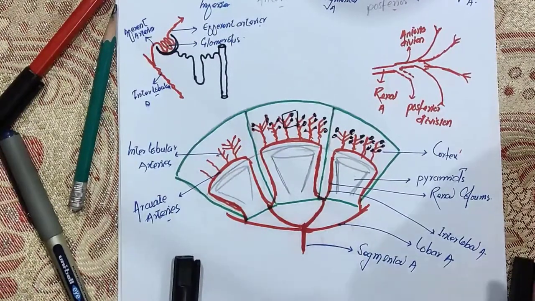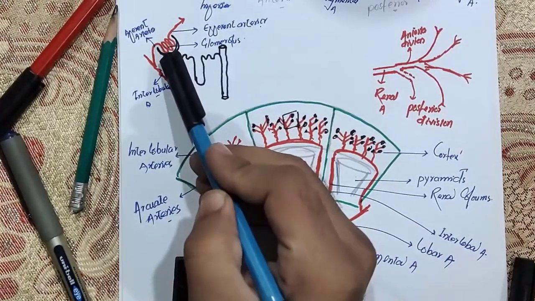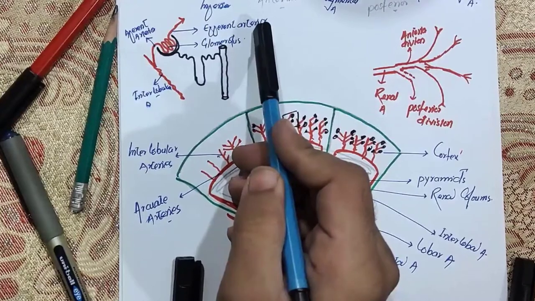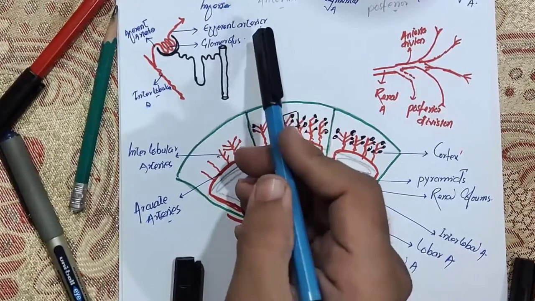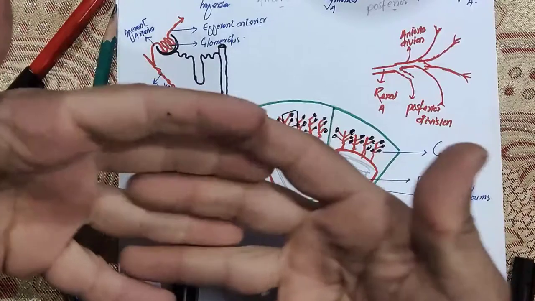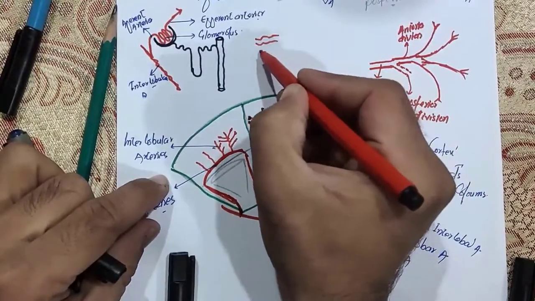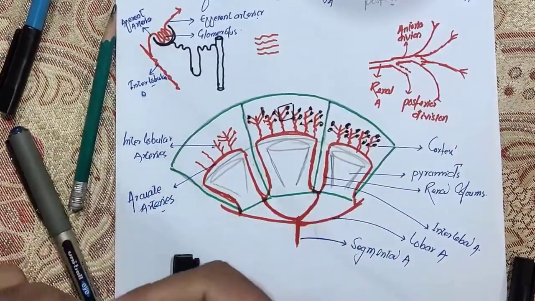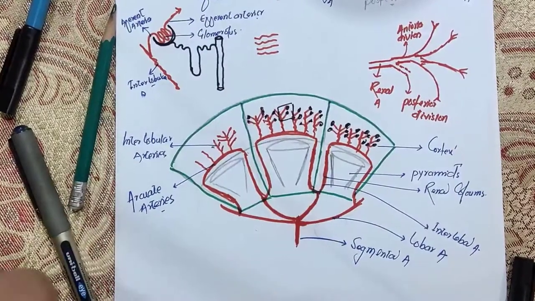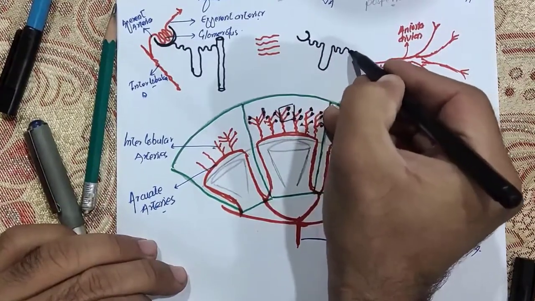I hope you understand now what will happen again. The afferent arteriole will enter the Bowman's capsule and make the glomerulus, and again it will come out as the efferent arteriole. Now efferent arterioles will join the peritubular plexuses. Plexus means when lots of branches meet together. This is one efferent arteriole, this is another efferent arteriole. They will come in the peritubular area. Peritubular means around the tubule, around the nephron. This is one nephron, right?